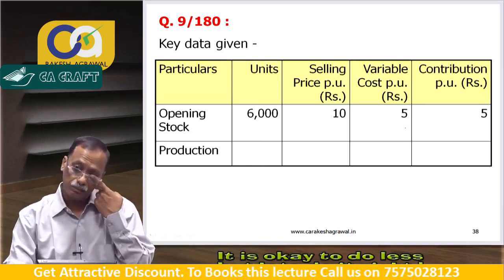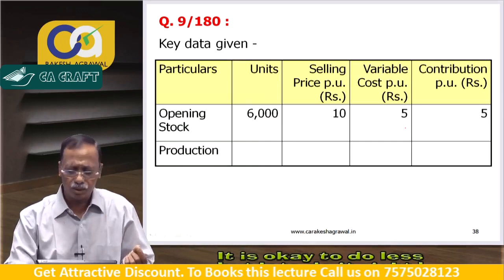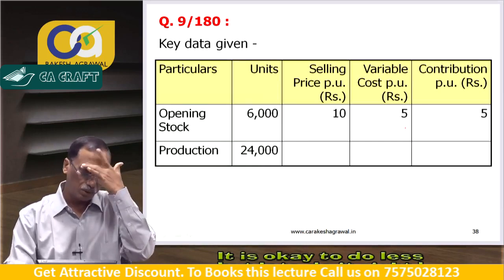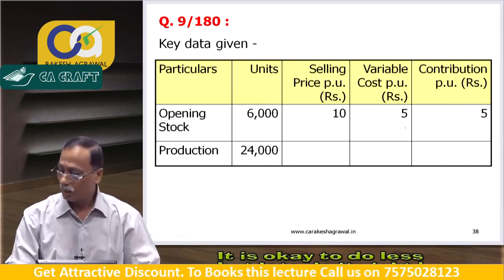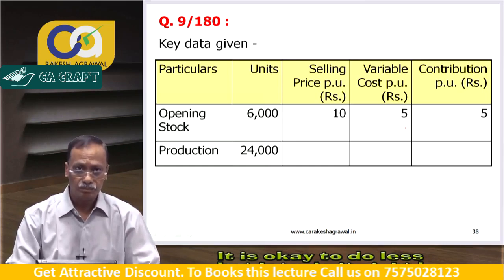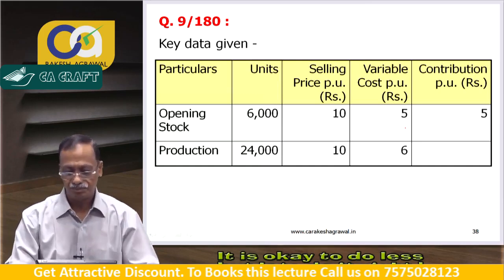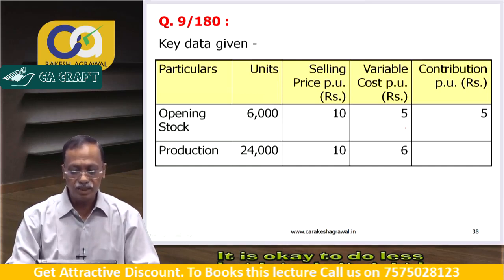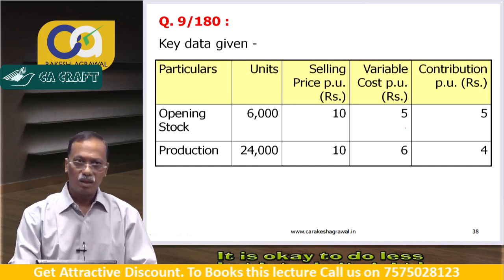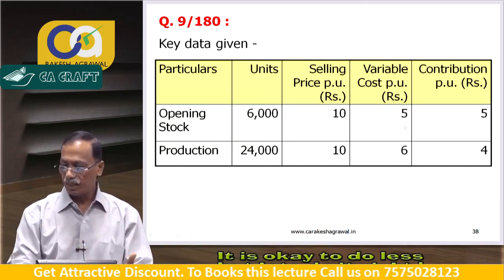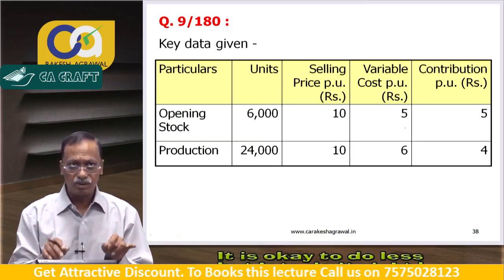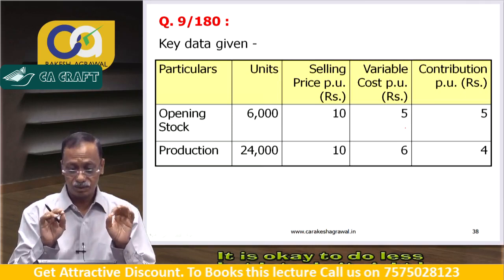And production, that is current production, is 24,000 units. This also you will sell at 10 rupees, but the variable cost for these units is expected to be 6 rupees. I hope you are writing. And 10 minus 6, contribution per unit will be 4. I have done nothing. I have just copied the data given in the paragraph in a tabular format for simplicity of calculation.